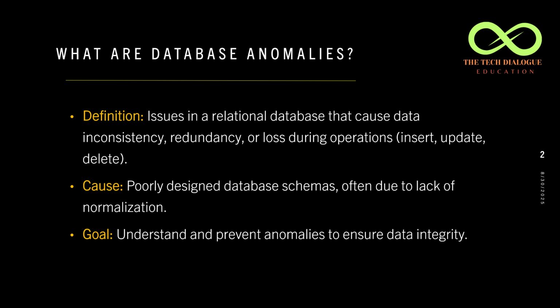So, what exactly are database anomalies? Think of your database as a big, organized library. Anomalies are like books getting misplaced, duplicated, or lost when you try to add, update, or remove them. These are problems that mess with your data's integrity, making it inconsistent or hard to manage. They pop up when your database design is not optimized, often because it has not been normalized. Our mission today is to understand these issues and learn how to keep our data clean and reliable.